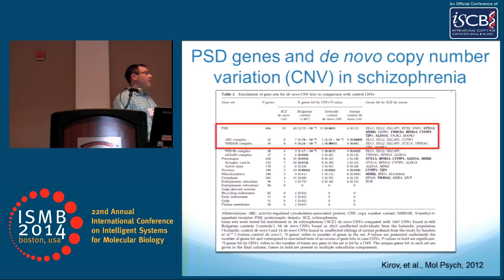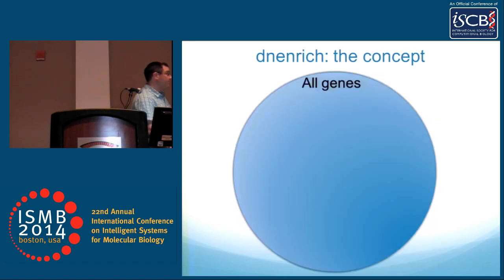Just to give you some background, the reason why we were interested in them is we actually saw in a previous study by our group that de novo copy number variation, where there's deletion or duplication of larger portions of the genome, was actually enriched in schizophrenia and tended to hit these postsynaptic density genes. This is from a paper in 2012. What we actually wanted to do was model, do the de novo single nucleotide variants hit these postsynaptic density genes more than we'd expect by chance.